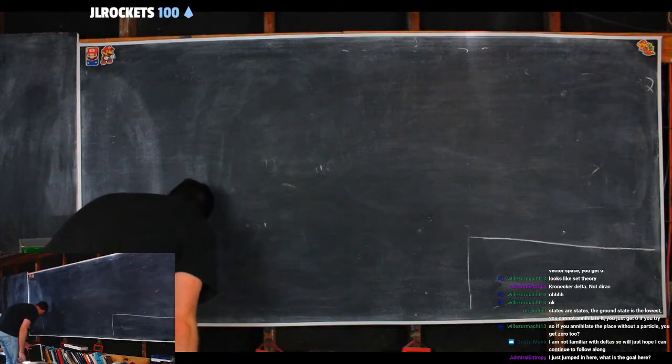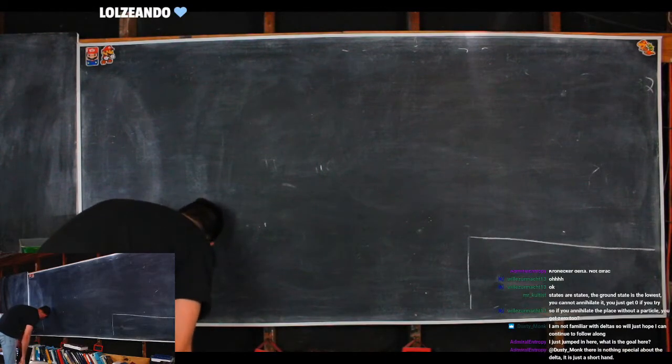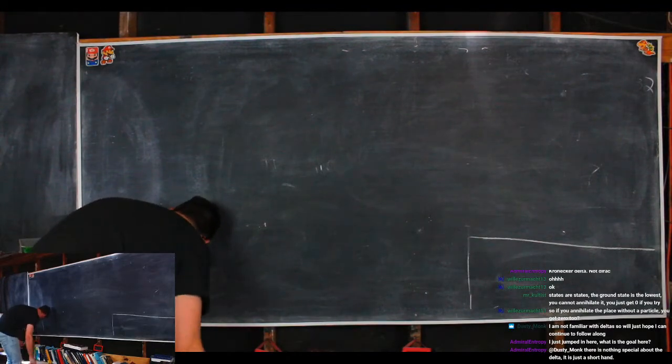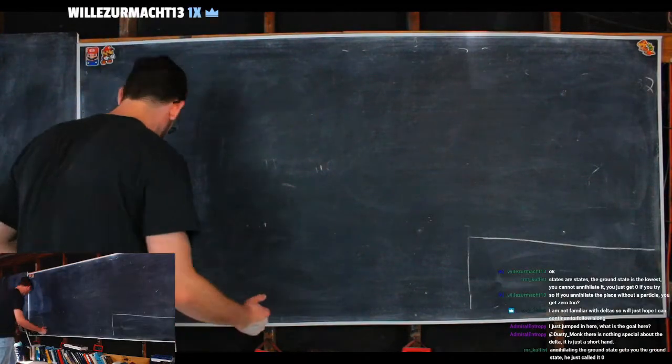It's intro to quantum field theory. We're starting at second quantization and getting to a propagator. I'm not familiar with deltas. I will just hope that I can continue to follow along. Yeah, the deltas are literally just shorthand. It's literally 0 or 1. Is it Kronecker? It must be.